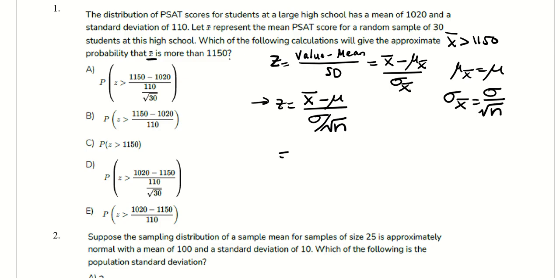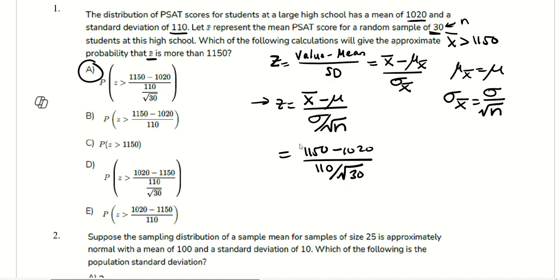And so all we've got to do is plug in the numbers. So 1150 for my X bar right there, and then minus the mean. They mentioned the mean is 1020, and the standard deviation is 110. They've got a sample of 30 people, so that's your n. Over 110 over square root of 30. And so it looks like the answer is A. We just want the probability that Z is greater than that.